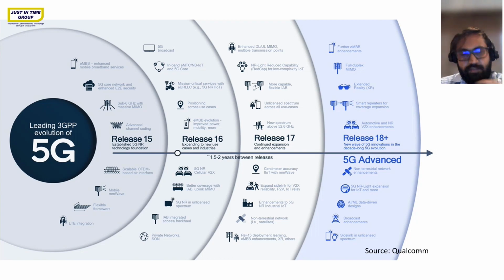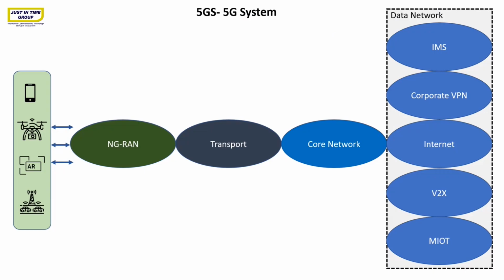So if you take a typical 5G system, it should look like this. From a very high level perspective, there should be the next generation RAN part of it, that means the radio access network part, then the transport network part, and then the core network part. On the left side, you can see the applications or the end user devices. Then on the right side, you can see different packet data networks or PDNs that you get to connect to, right?